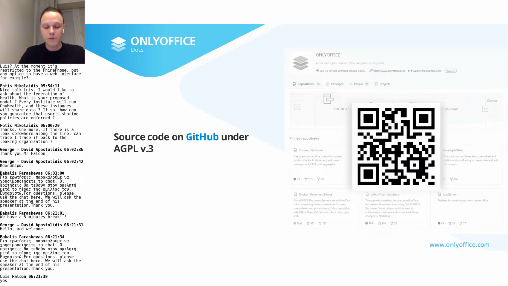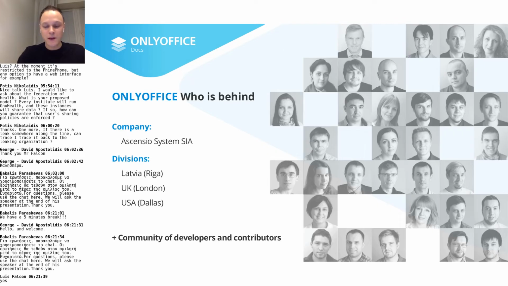ONLYOFFICE is distributed under GPL. The source code is available on GitHub. This is the QR code if you're interested. The creator of ONLYOFFICE is Ascensio System SIA. It's a software developer company with offices in Riga, London, and Dallas. And besides, there is a community of developers and contributors all over the world who help improve ONLYOFFICE solutions.